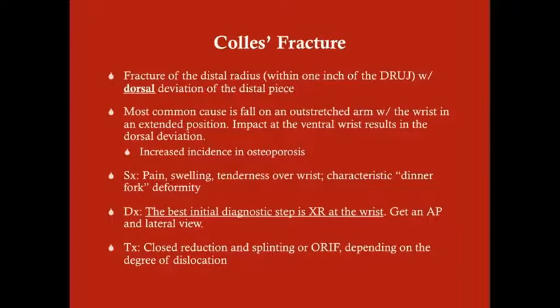The best initial diagnostic step, this shouldn't be news to you, is going to be an X-ray of the wrist. You want to have two views, and you're going to need it to see if this is a dorsal deviation or a ventral deviation, which, as we'll see, is known as Smith's fracture. And then the treatment is going to be closed reduction and splinting or open reduction and internal fixation. This is going to depend on the degree of dislocation.